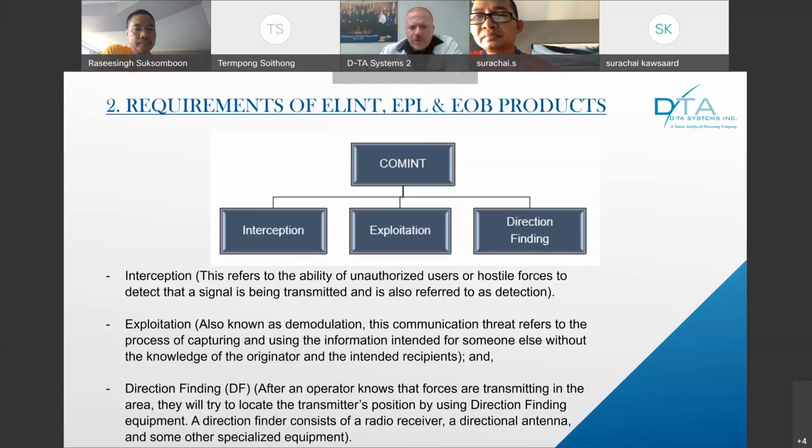And finally, direction finding. After an operator knows that forces are transmitting in the area, they will try to locate the transmitter's position by using direction finding equipment. A direction finder consists of a radio receiver, a directional antenna, and some other specialized equipment.